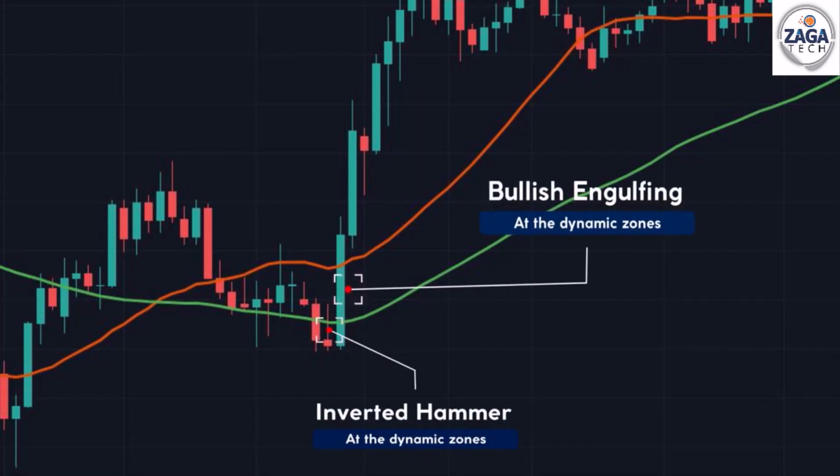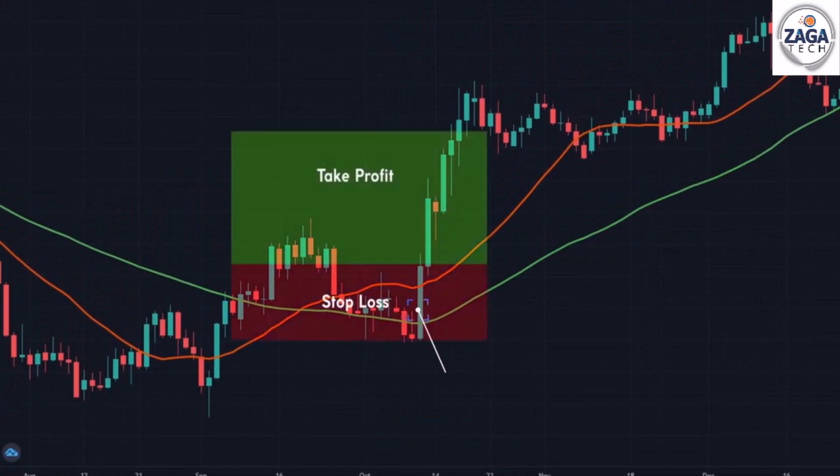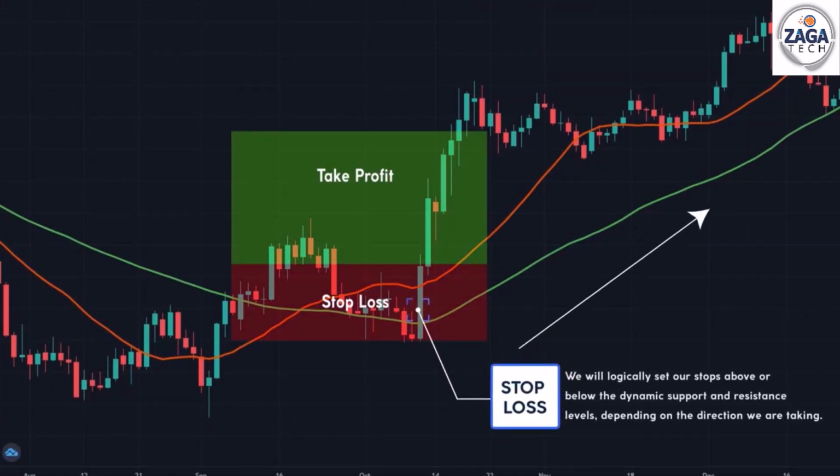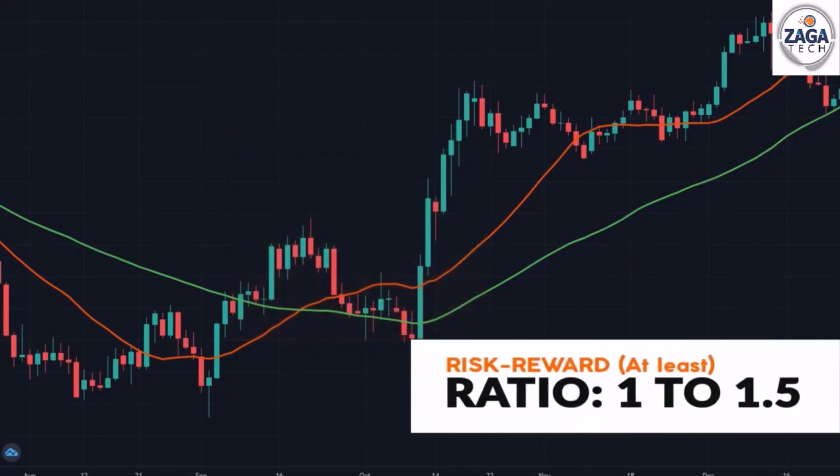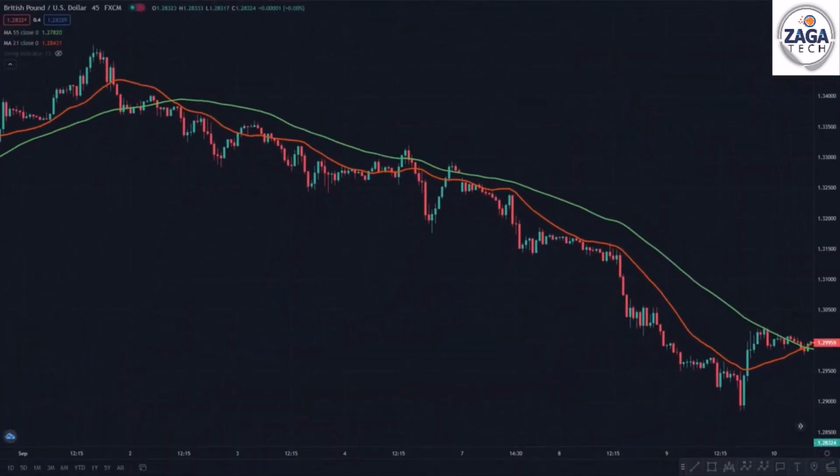Now regarding your stops, we will logically set our stops above or below the dynamic support and resistance levels, depending on the direction we are taking. As for your target, it is good to aim for at least a risk-reward ratio of 1 to 1.5 so that you have the best chance of making money with this strategy. Let me walk you through another example to show you how you can use this strategy.